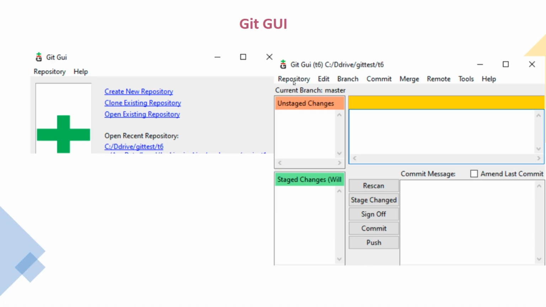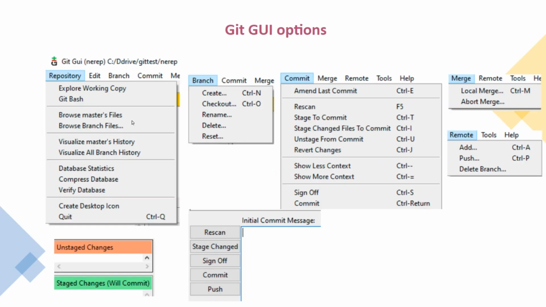If you see the menu: repository, edit, branch, commit, merge, remote, tools, help. The details you can see here. Repository has many options. The major one is Git Bash. It will open Git Bash for the particular repository. Here nref is the repository. For that it will open the bash here.